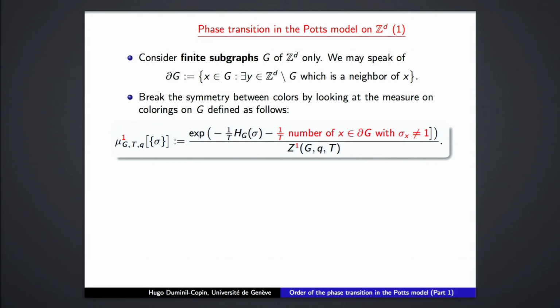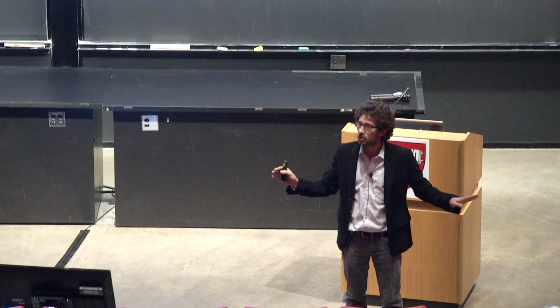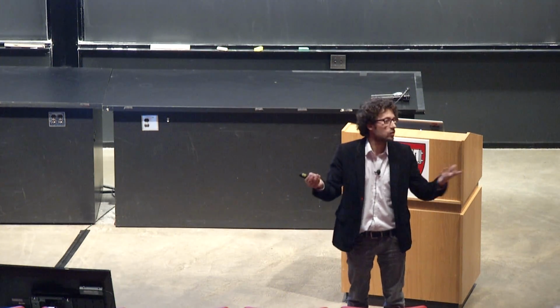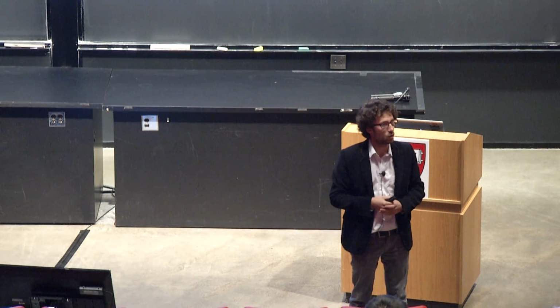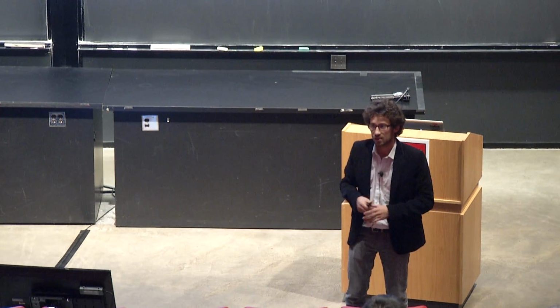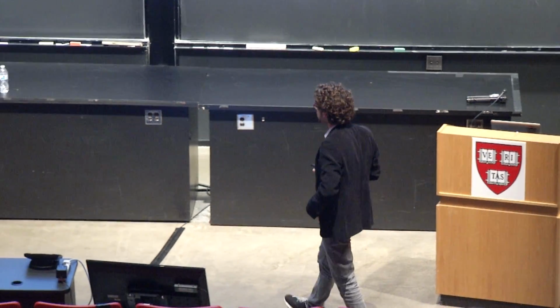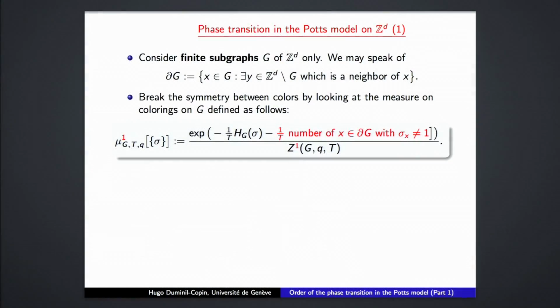And if you think about it, it's exactly equivalent to doing the following. Outside of your graph, you just put color 1, and you look at the number of disagreeing pairs of vertices. It's exactly the same. So it's a little bit like you are saying, I'm conditioning everything outside my graph to be color 1, and now I'm looking at the measure induced on my graph. So of course, if you fix G, what do you expect?